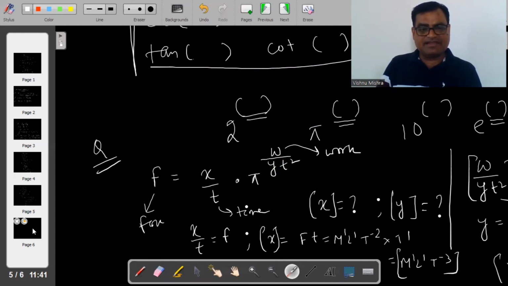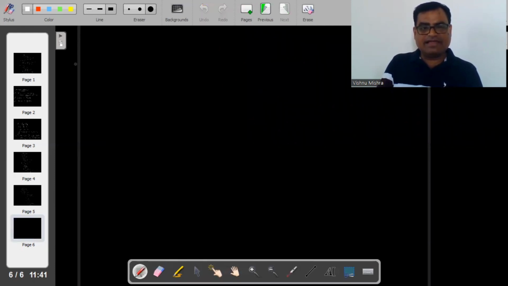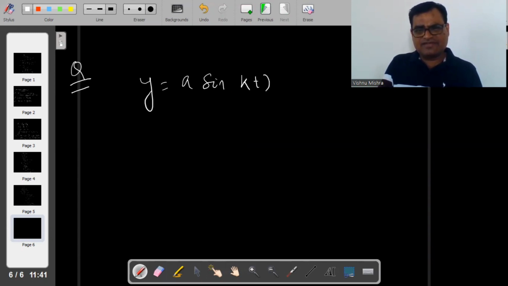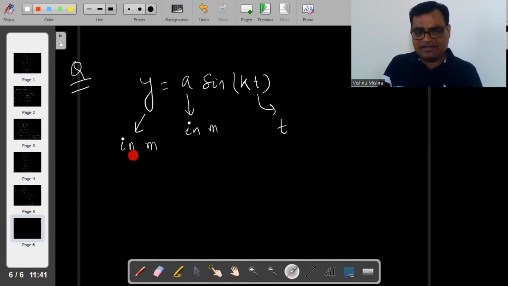Similarly और एक एग्जांपल लेंगे हम लोग. देखो again another question I can write. Say y is equal to a sin kt. Question is, y is measured in meter, a is measured in meter. ये acceleration नहीं है, ये measure in meter, and t is the time. Question is find out the dimension of k.